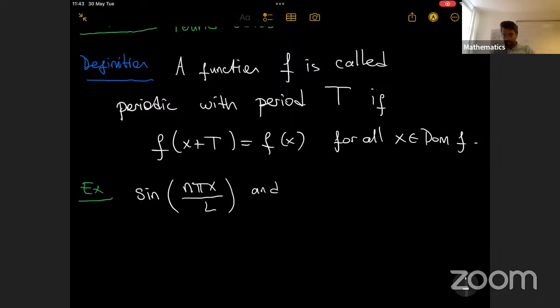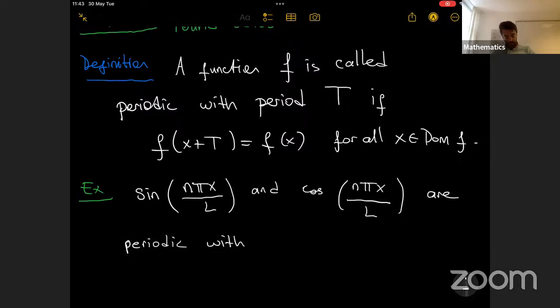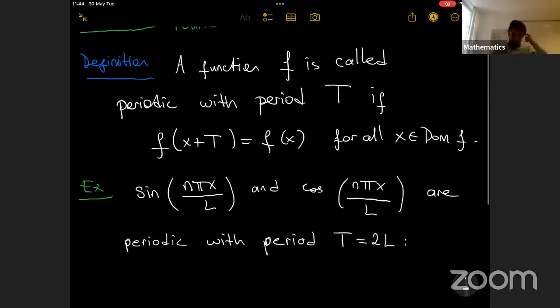And cosine n pi x over L, these are periodic with period T equal to 2L. You can check this easily.